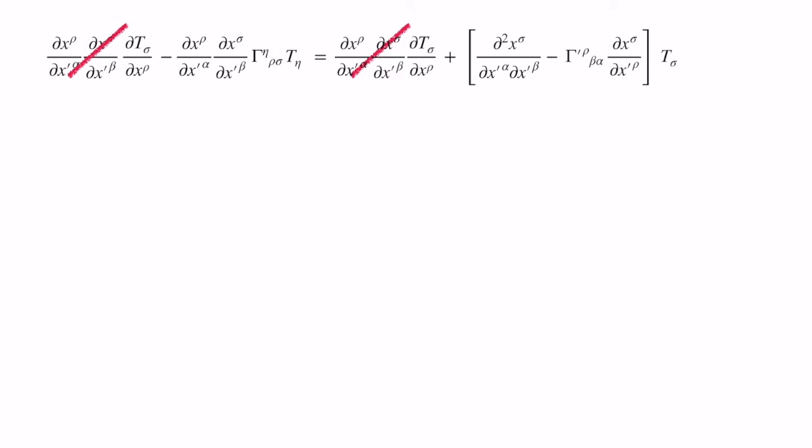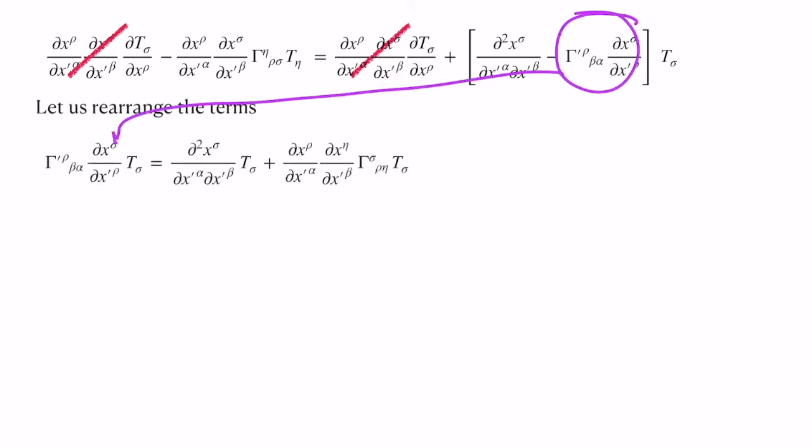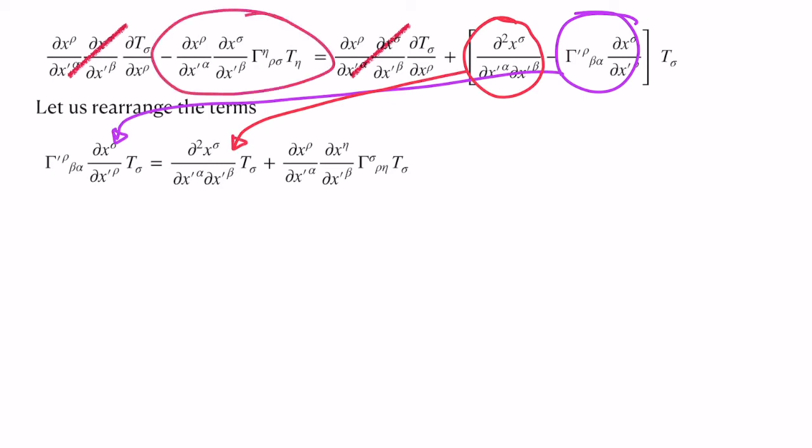Cancel the common terms and we rearrange the remaining terms, so we can basically get this last term here and the second derivative term, which are basically the problem-causing terms because they are not transforming according to the tensor rule. Finally, there are the terms involving the gamma. Since the tensor T sigma is arbitrary here, we can simply get rid of it.